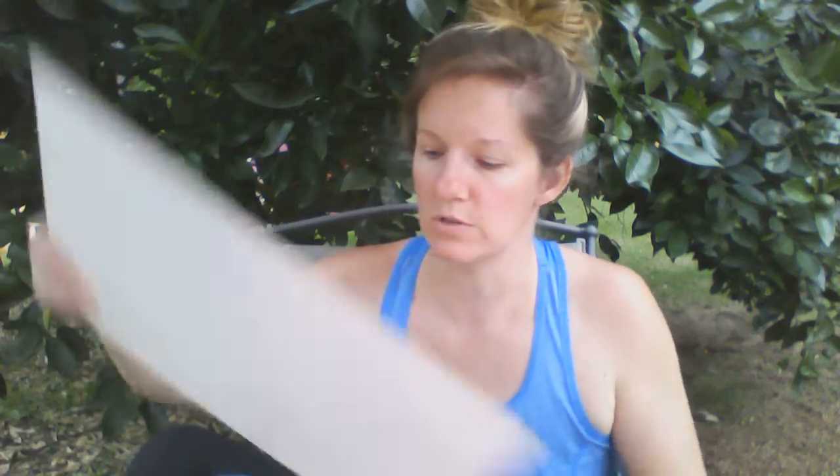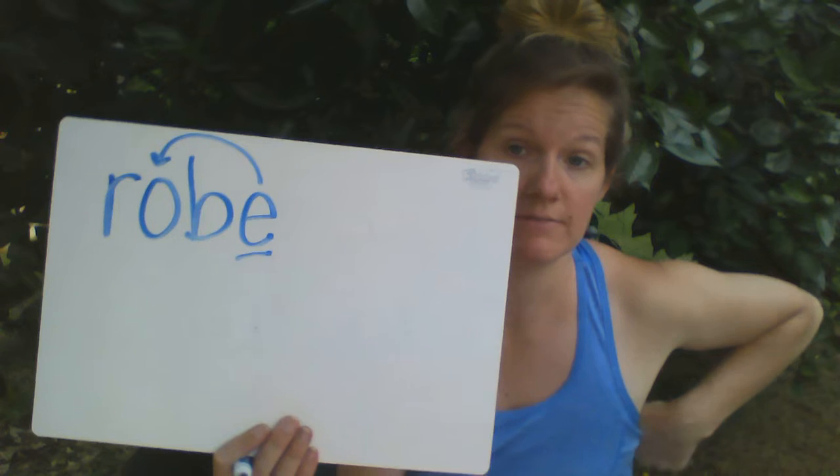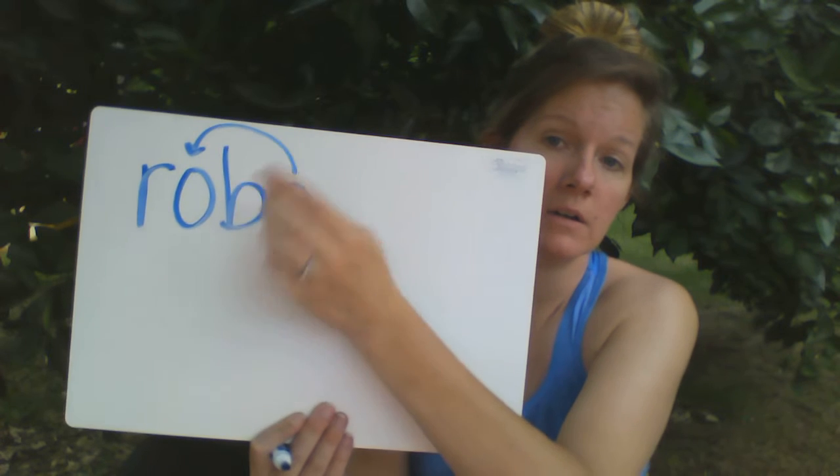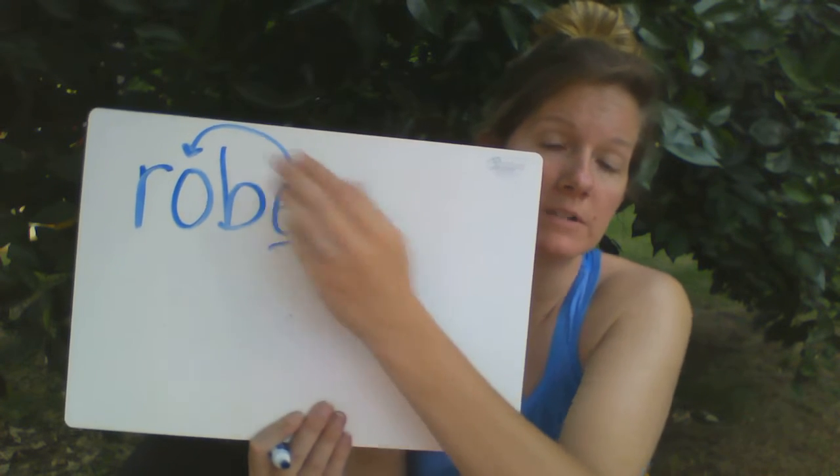All right, let's jump in here and do some reading with our long O sound. I'm going to use my dry erase board. I'm going to write some words down, and you are going to sound them out. Remember, with our long vowels, it has to have that helper E at the end. Okay? Ready? Robe. Robe. What's the word? Robe. When it has that helper E, the vowel changes its sound. It goes from short to long. Okay?